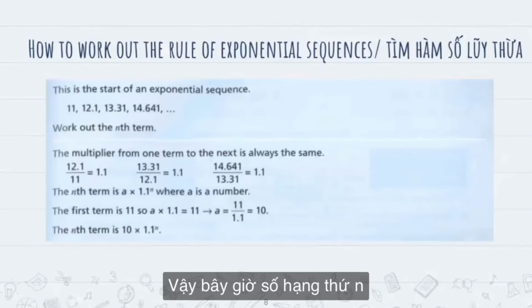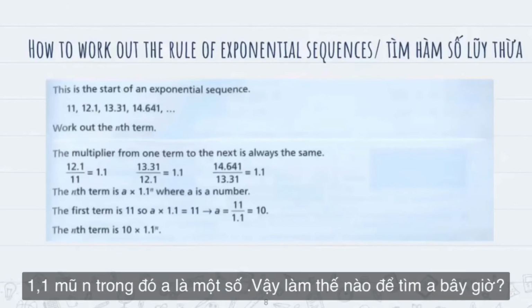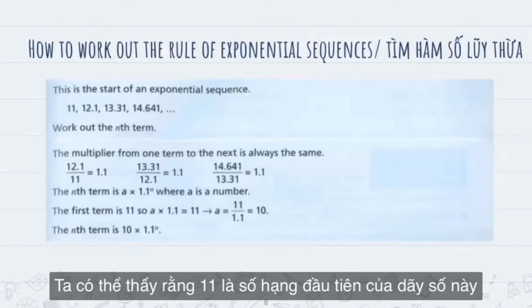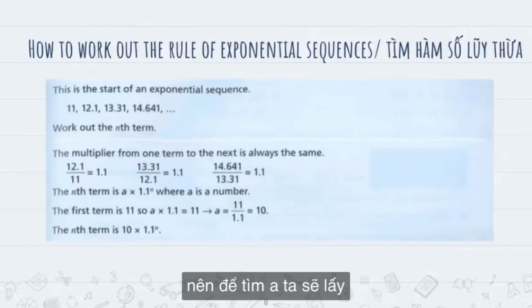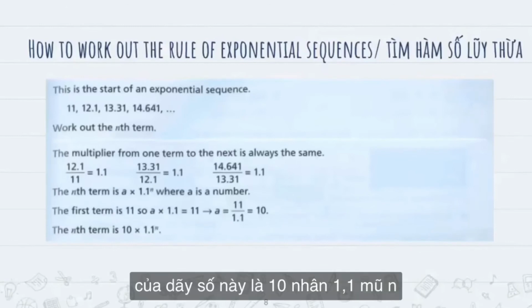So the nth term now could be written in the form of a times 1.1 to the power of n, where a is a number. So how do we find a? As you could see, the first term is 11. So to find a, we take a equals 11 divided by 1.1, which gives us 10. So the nth term of this sequence is 10 times 1.1 to the power of n.